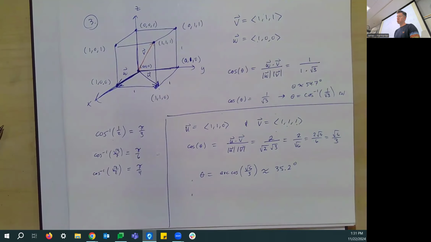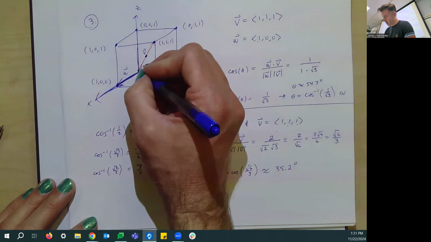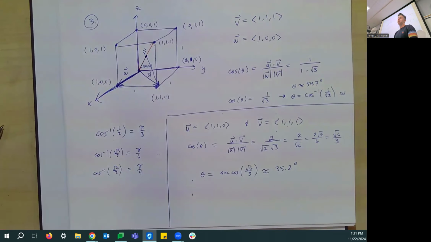Yeah, I like that. Questions about that? So an interesting question for you to ask yourself might be, if you're at a point like at the center of the cube and you want to find the angle between, let's say there was a point right there, and you want to find the angle between the vector there and the vector there, you can do the same sort of thing. Kind of cool.